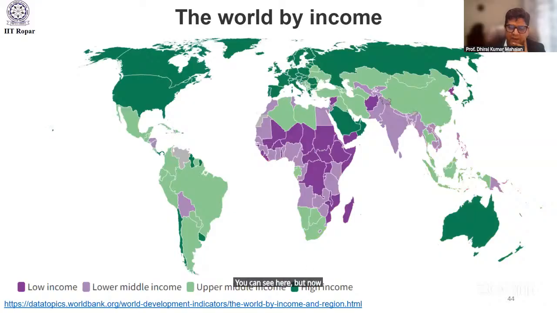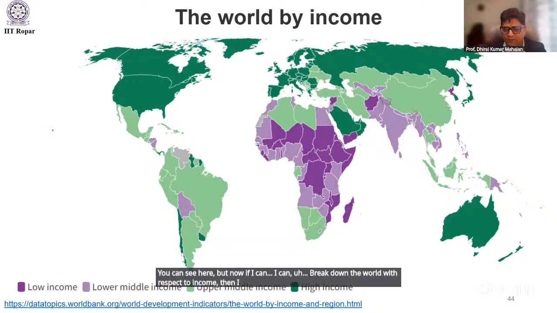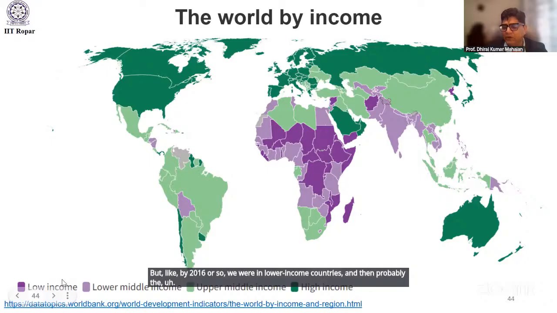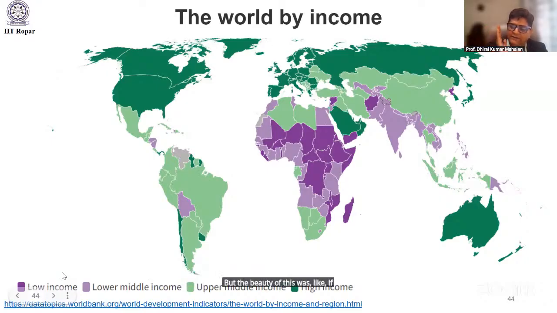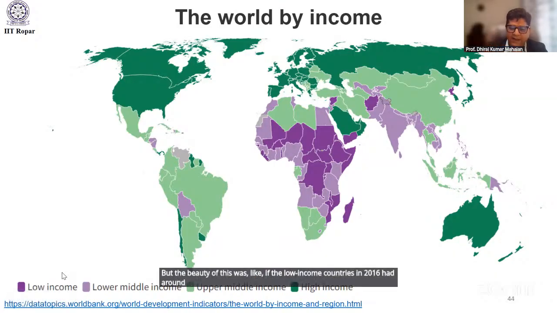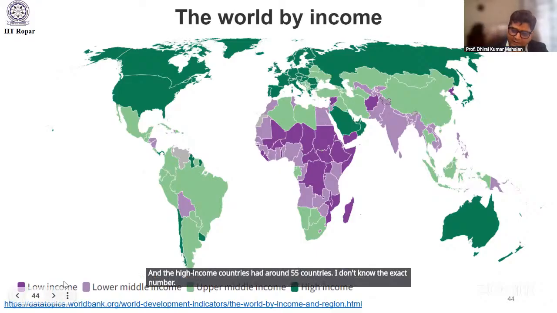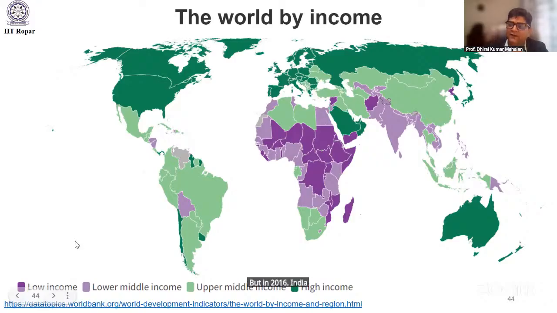Various countries you can see here. But now, if I break down the world with respect to income, then I can have four different categories: low income, lower middle income, upper middle income, and high income. India has recently moved from low income to lower middle income. By 2016 or so, we were in the low income countries, which had around 95 countries, and the high income countries had around 55 countries.